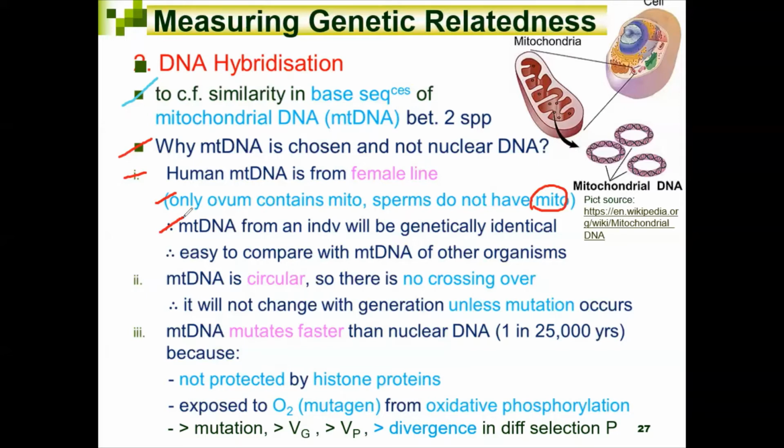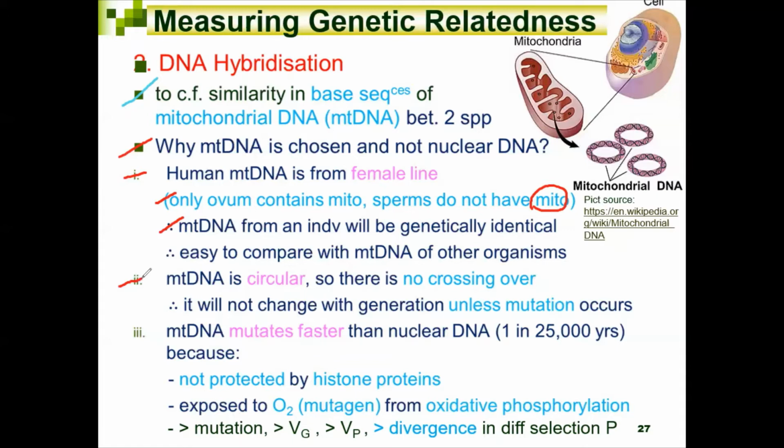And all the mitochondrial DNA in our body, in all the cells, are genetically identical because they are all produced by DNA replication. Can or not? They originate from one zygote, right? When the zygote divides, the mitochondrial DNA also divides. So they are all genetically identical. Okay. And mitochondrial DNA is circular.